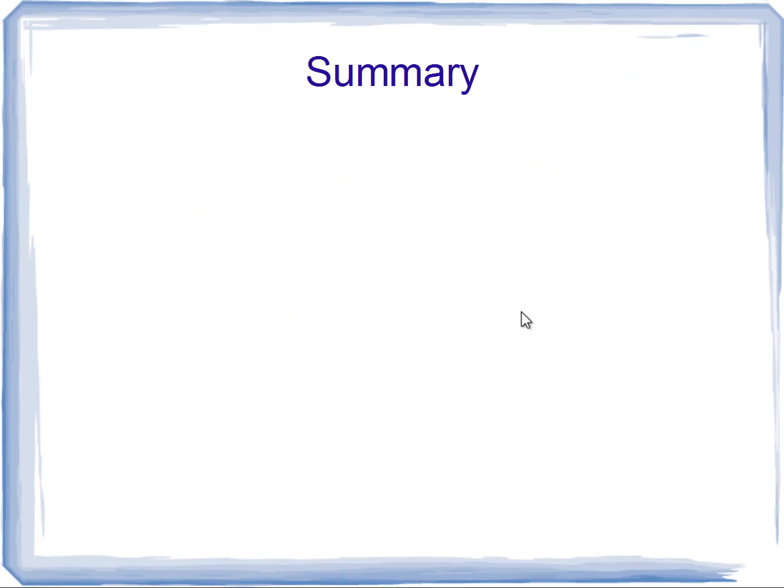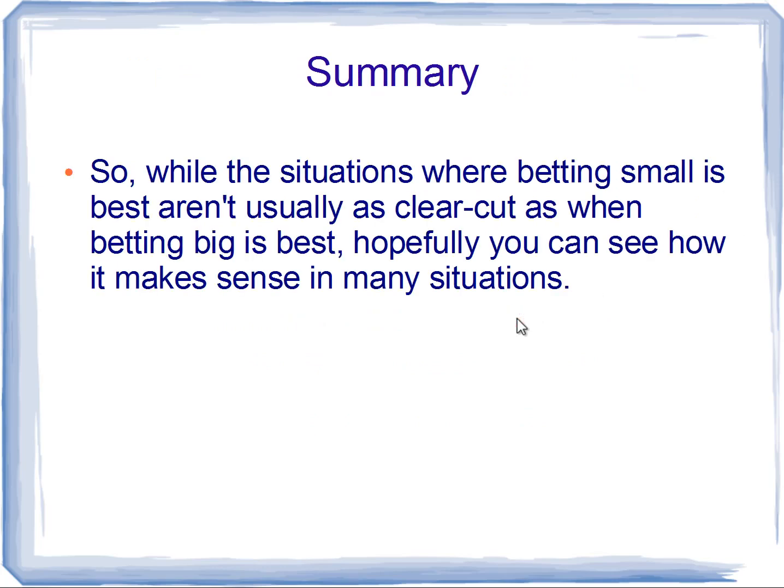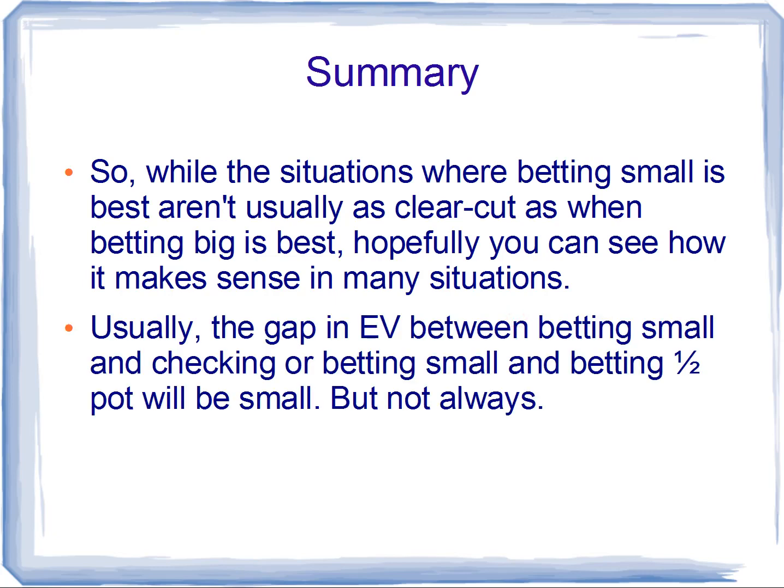Summary. So, while the situations where betting small is best aren't usually as clear cut as when betting big is best, hopefully you can see it makes sense in many situations. Again, there were a lot of different examples and different reasons to bet small, whereas for overbetting, it was pretty straightforward. Overbetting, he's just capped, we nuke it. Whereas betting small is a little more complex, or a lot more complex.